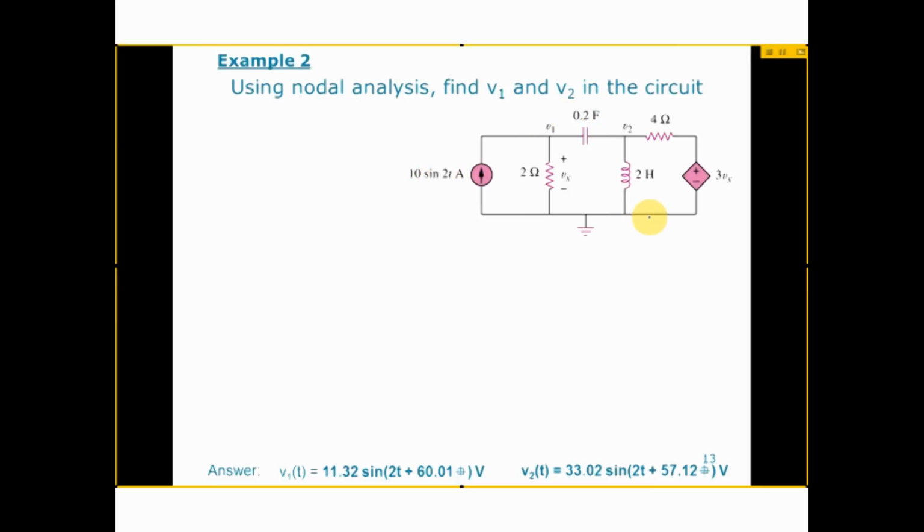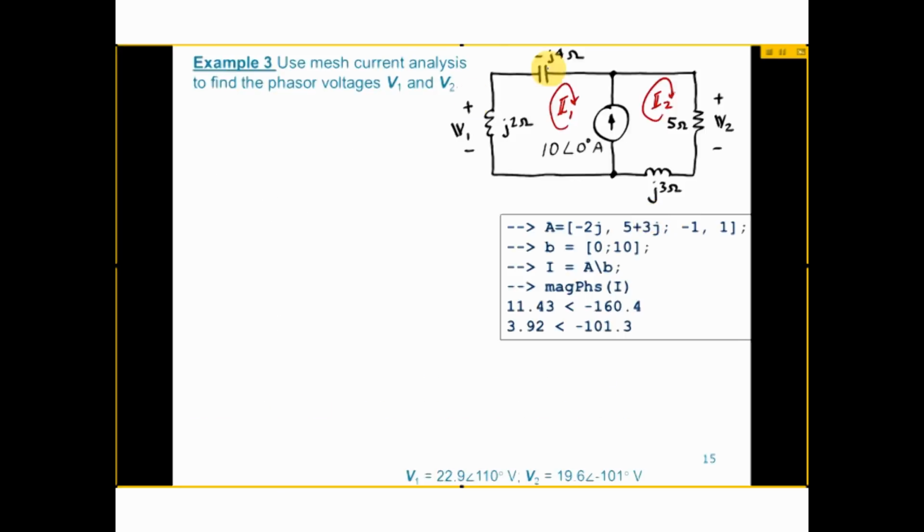We know omega, and that was example 2. But in example 3, they've already done the transform for us, and all of these things are already transformed into complex values. All we have to do is find the phasor form of these.